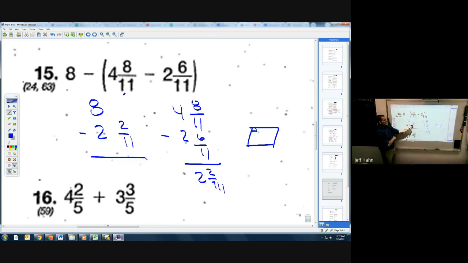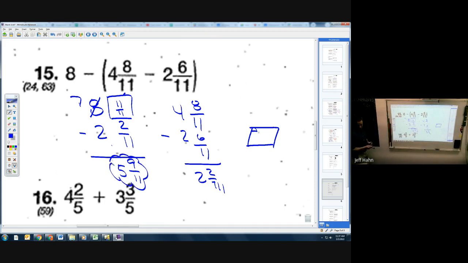I have to have something to subtract the 2/11 from, and it's not there. So what do I have to do? What fraction is this? 11/11. 2/11 from 11/11 is 9/11. And 2 from 7 is... that not the answer? Did I do something wrong? Is that right? Which problem is this? 15? Yeah, that's right.